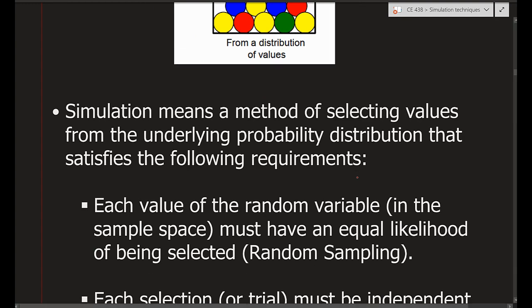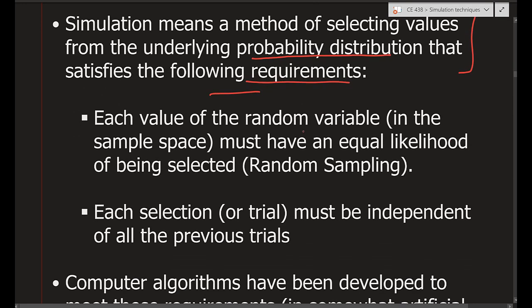Basically, simulation means a method of selecting values from an underlying probability distribution that satisfy the following requirements. As we were saying, simulation means we have to choose a random number from a given probability distribution, and this has to satisfy two requirements. What requirements do we have? Each value of the random variable in the sample space must have an equal likelihood of being selected. That's why this is random sampling.